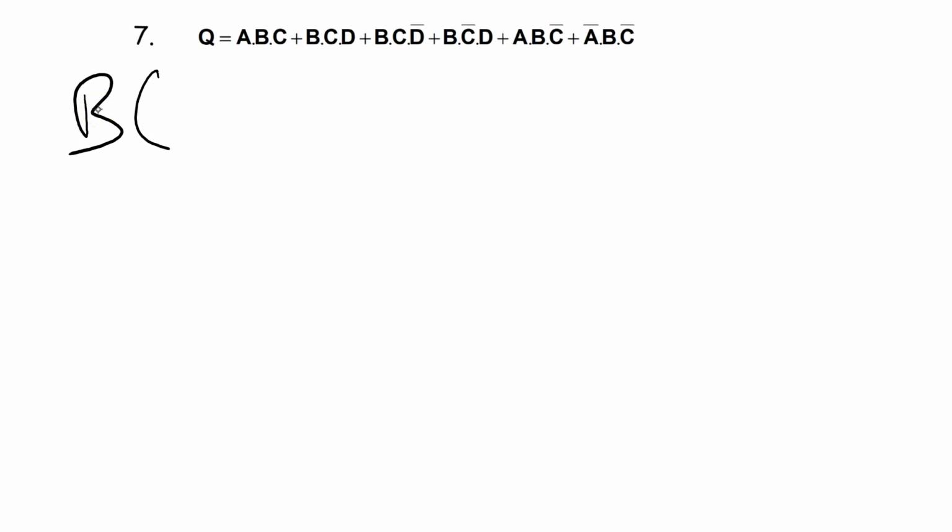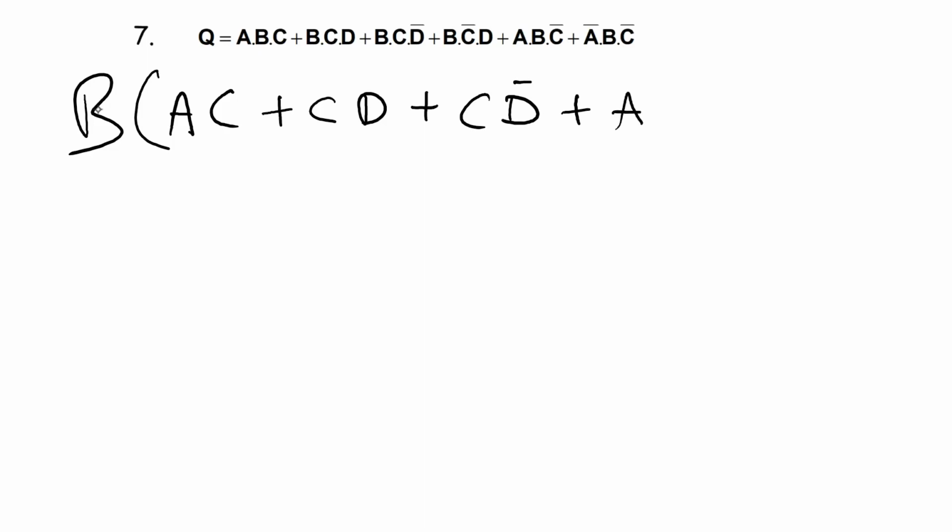Right, on to question 7. What have we got here? Few terms with A's, quite a few terms with B's. 1, 2, 3, 4, 5. Oh, there's B in every term. Well, that's an easy way to start, isn't it? B, right, A, C, or C, D, or C, not D, or A, not C, or not A, not C. Oh, this just feels like it's going to be B again, doesn't it? Let's see where we go.